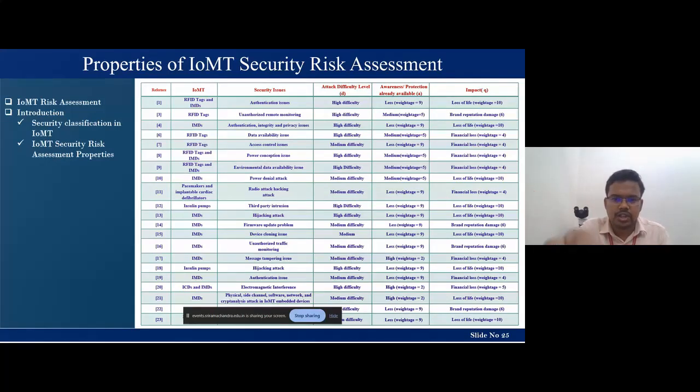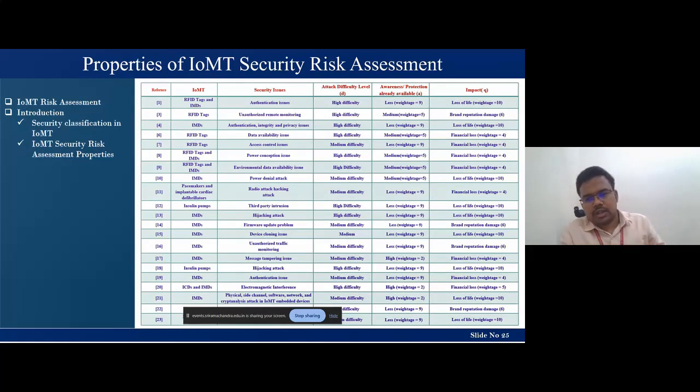Based on these three major areas, different security issues have been identified, and the attack difficulty level is also mentioned here. There are different types of attack difficulty. In the classification we have mentioned local attack or remote attack. A remote attack will be difficult, whether group attack, single attack, or state sponsored attack. A state sponsored attack will be very, very difficult. So the difficulty level is also identified and some weightage has been given.